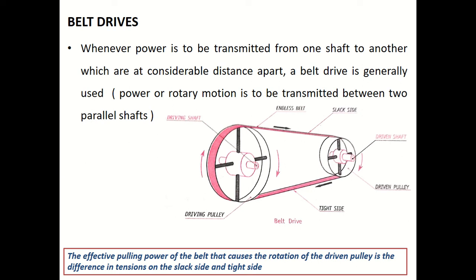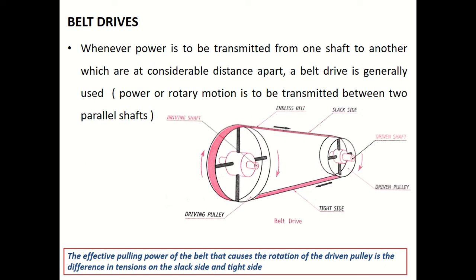First we are going to discuss the belt drives. The belt drives are one of the common methods generally employed whenever power or rotary motion is to be transmitted between two parallel shafts, or whenever power is to be transmitted from one shaft to another which are at a considerable distance apart. We generally use a belt drive.